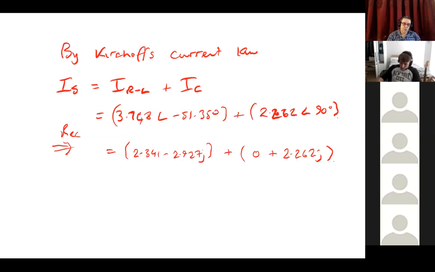So we add these two bits together. We add these two together.